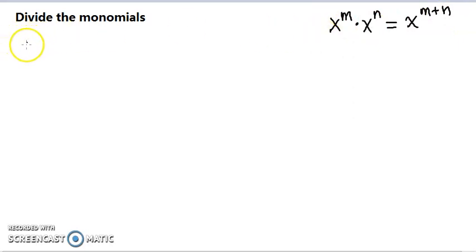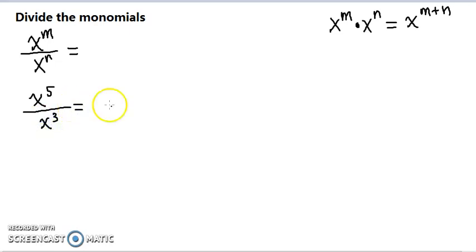Now in this case, first we're going to talk about a formula. What if it's division? So we change that multiplication sign here to division. What will this be equal to? And so we look at an example to try to get a formula. If I have x to the 5th divided by x to the 3rd, right now we don't have any formula yet, so we're going to go by definition.